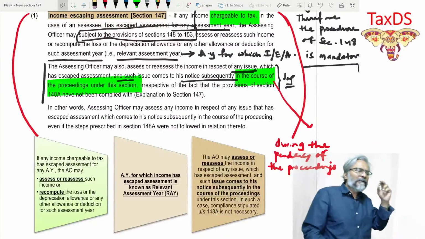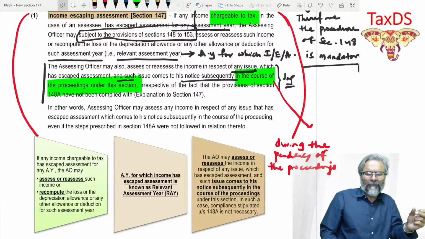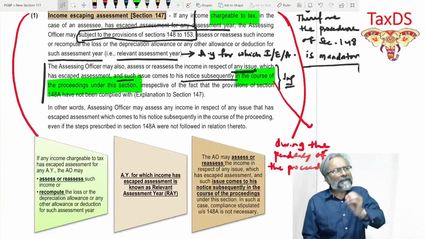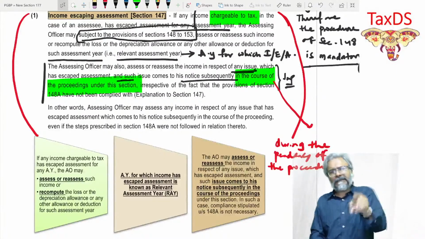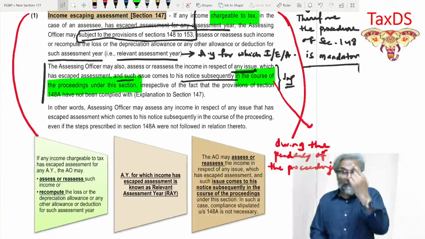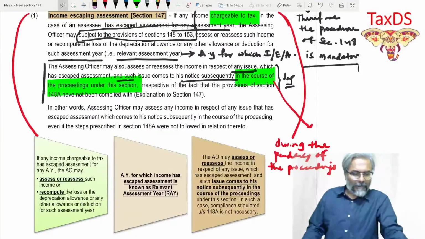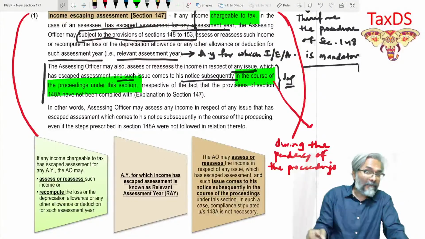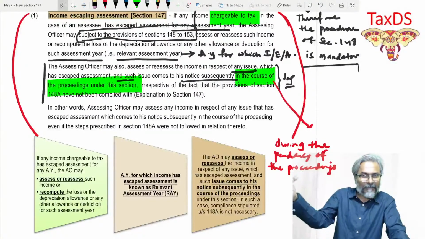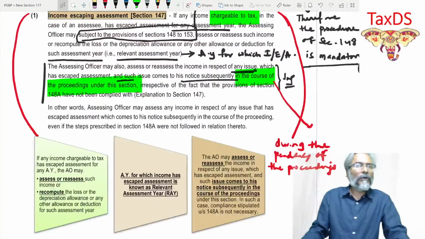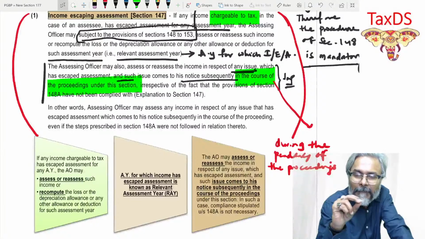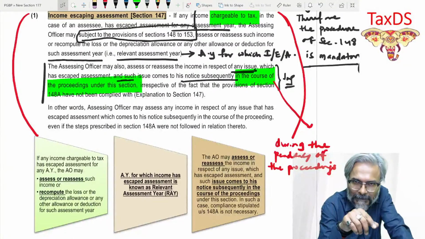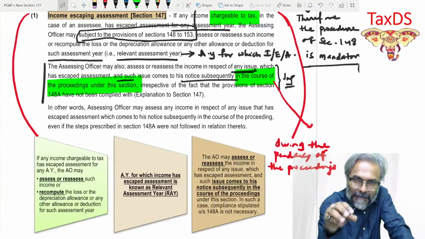Now, students, the reason for issuing the notice for doing the assessment under 147 was that the assessing officer got some information. The information was that some capital gains income of the assessee has escaped the assessment for AY 23-24. Now, when he is doing the assessment of 147 on that capital gains and he is getting some more details, during that point of time he came to know that apart from capital gains, some business income of the assessee has also escaped the assessment.